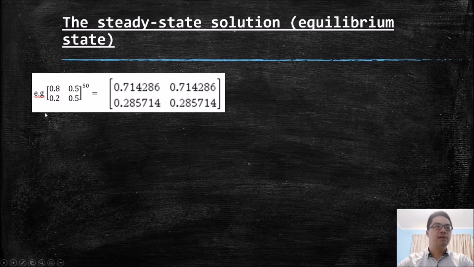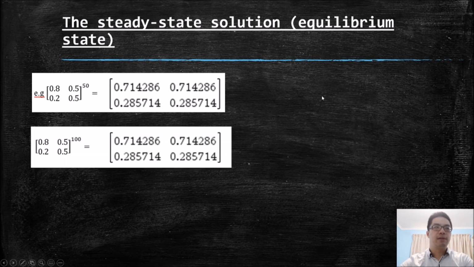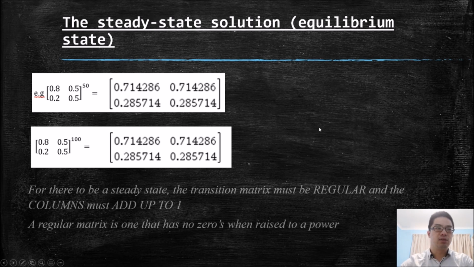So for example, here I've got my transition matrix. It's raised to the power 50, and I end up with these values here. Normally you'll have an initial state, but I've left it out. It doesn't really matter too much. So this transition matrix, 2 by 2, raised to the power 50, I end up with these numbers here. Now if I do the same and raise it to about 100, as you can see, these numbers don't change. So that means I've reached the steady state solutions.